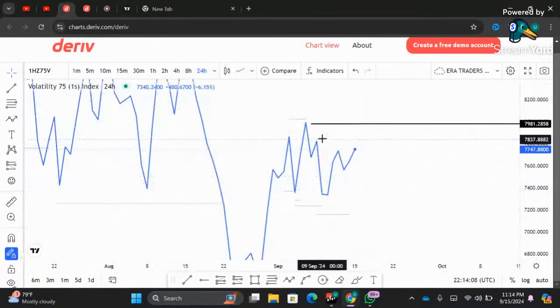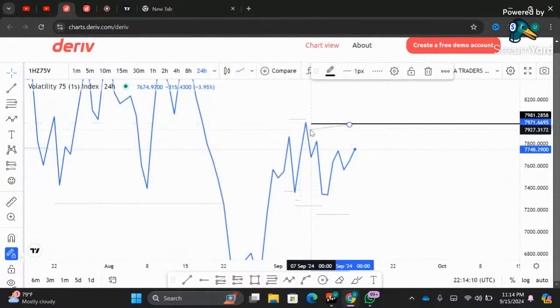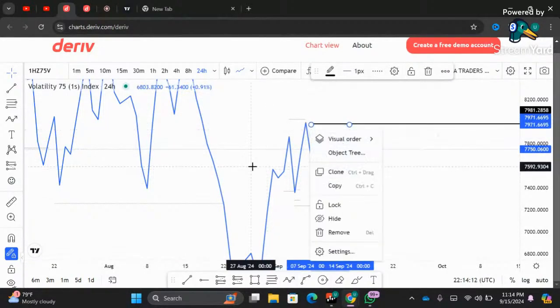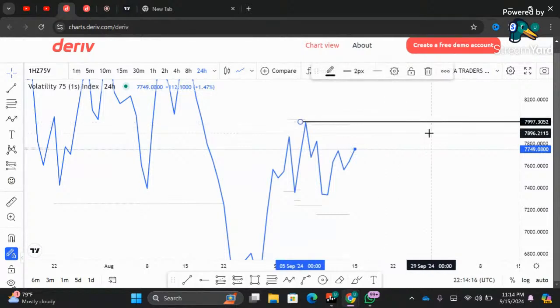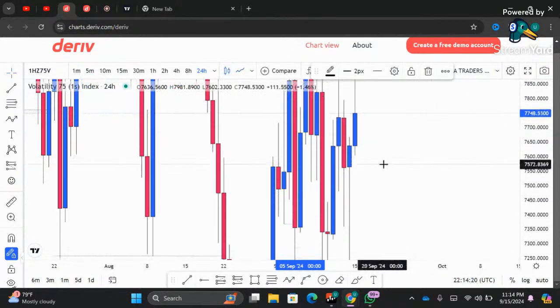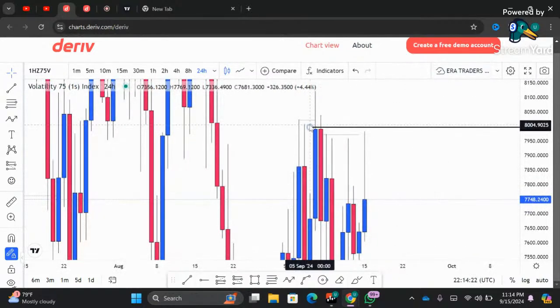You see the clear resistance, so it's very easy to see. But I'll work on that. I'll work on that to see how to modify some things and get a better entry.